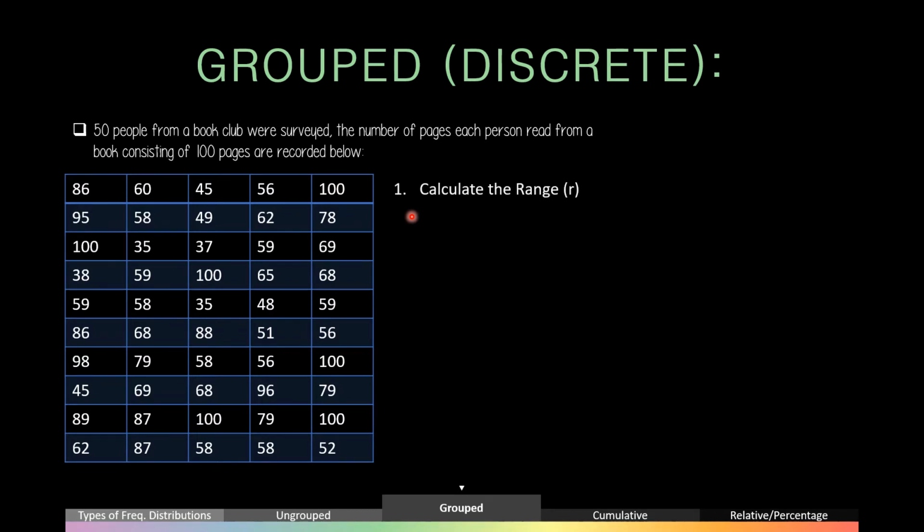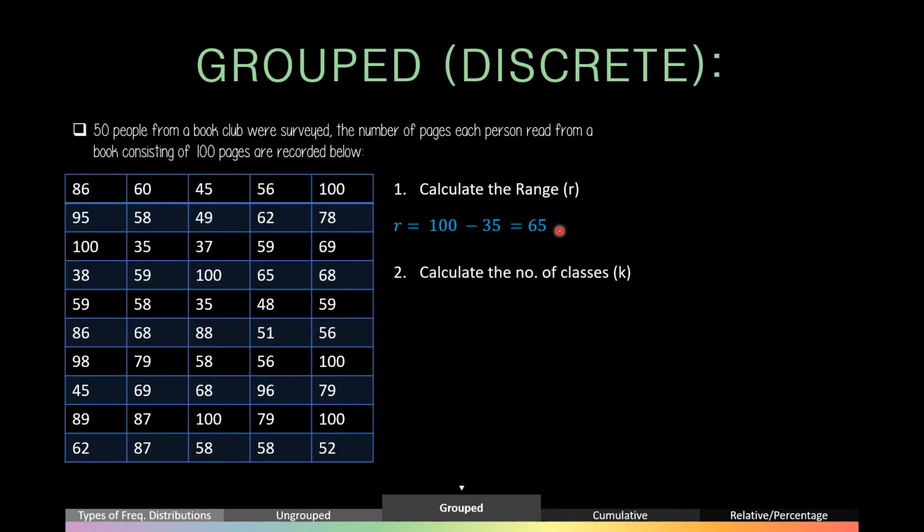Firstly, you want to calculate your range, and we're going to refer to our range as R. Now, your range is the maximum value that exists in your data set minus the minimum value. So that's the highest number that you can see in your data set minus the lowest number. For our data, that is 100 minus 35, which is 65. So we have a range of 65.